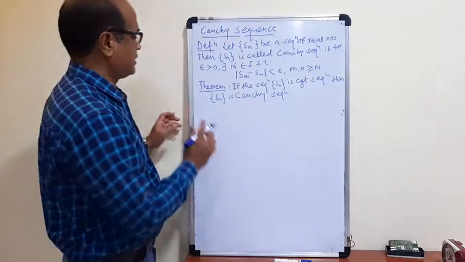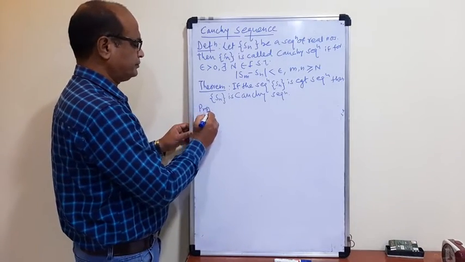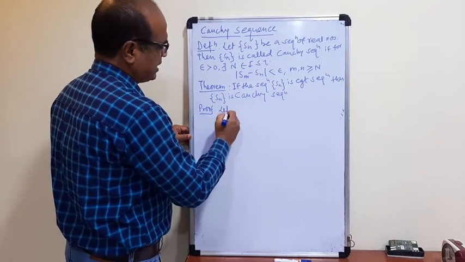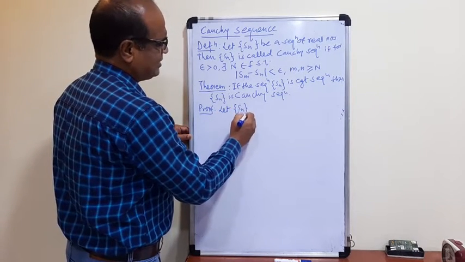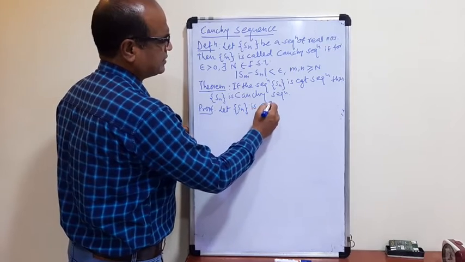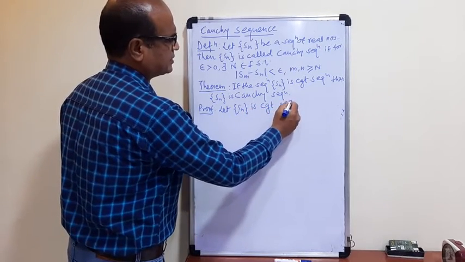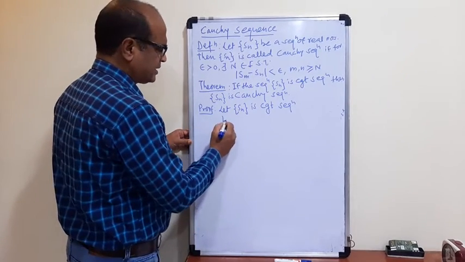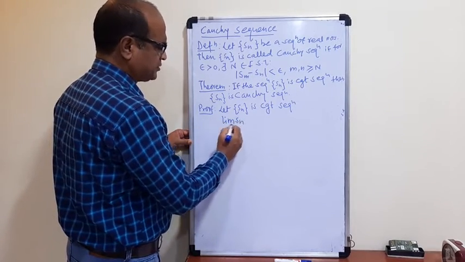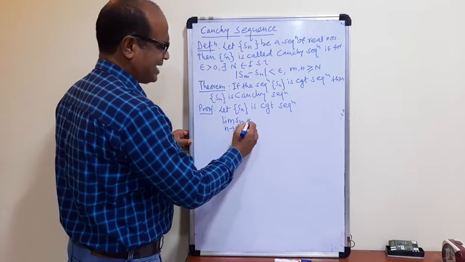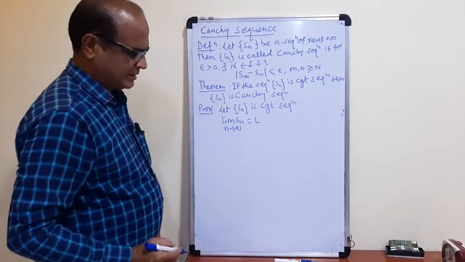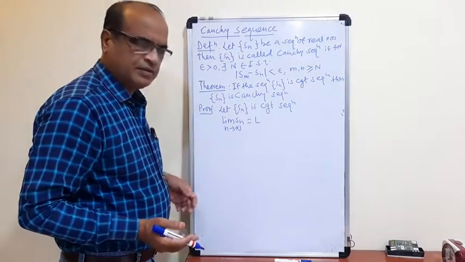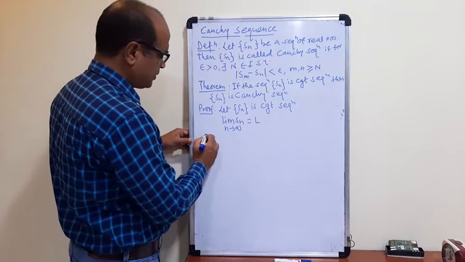So that is what we prove here. Okay. Proof. Let what is given here: Sn is a convergent sequence. Then by the definition of the limit of a sequence, the limit of Sn as n tends to infinity is equal to L. So then what is the definition? The epsilon definition of this limit.